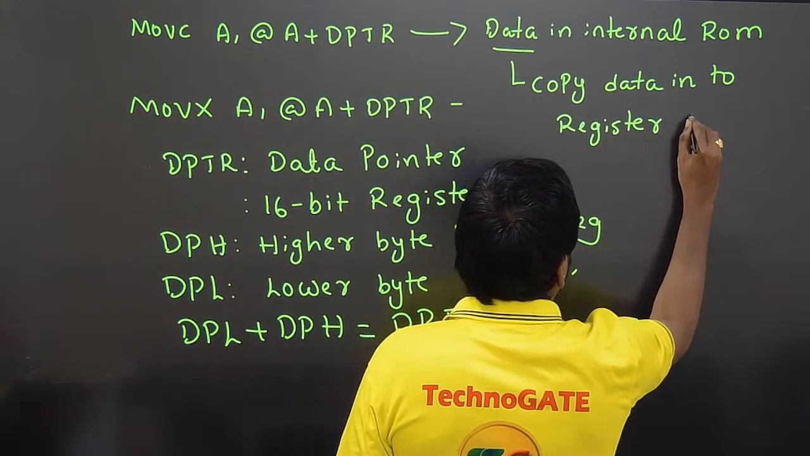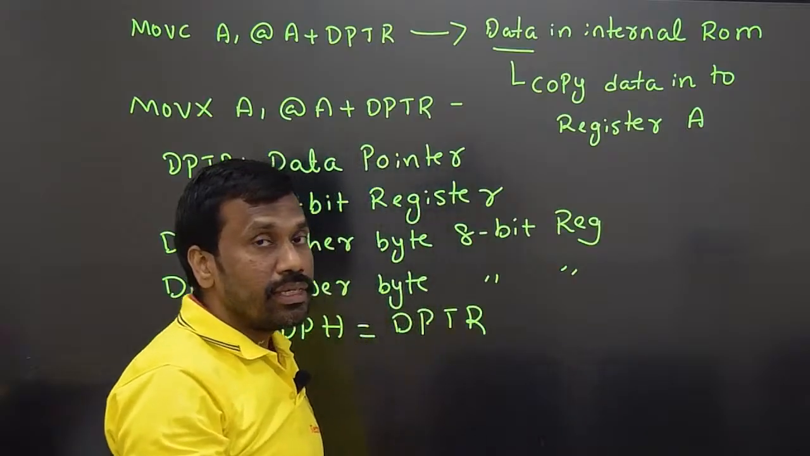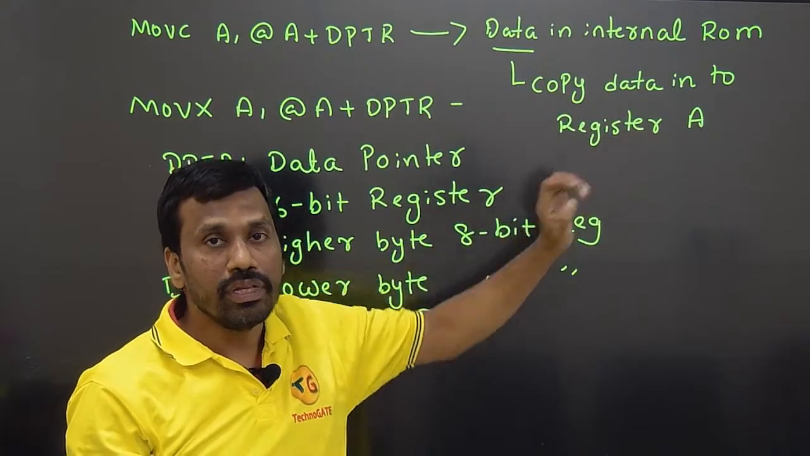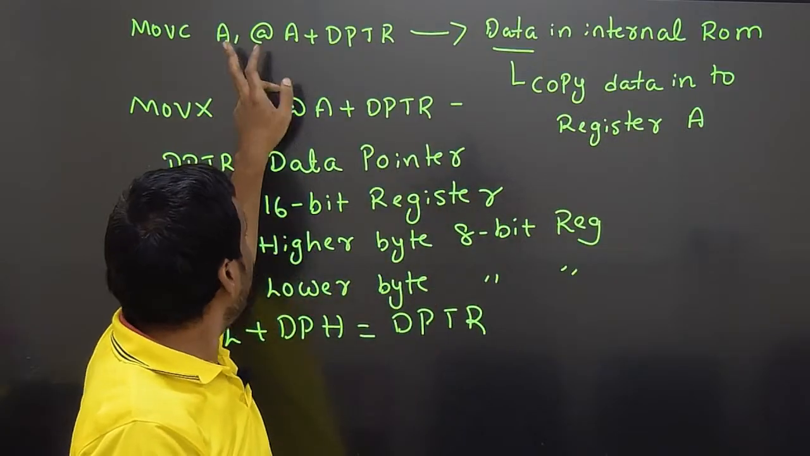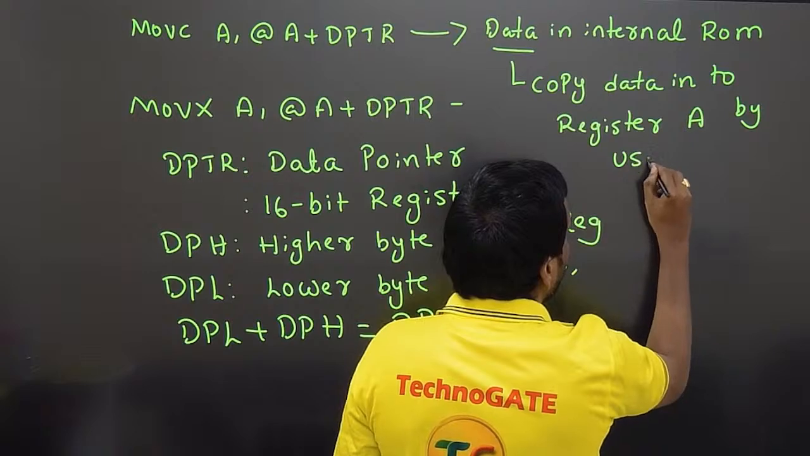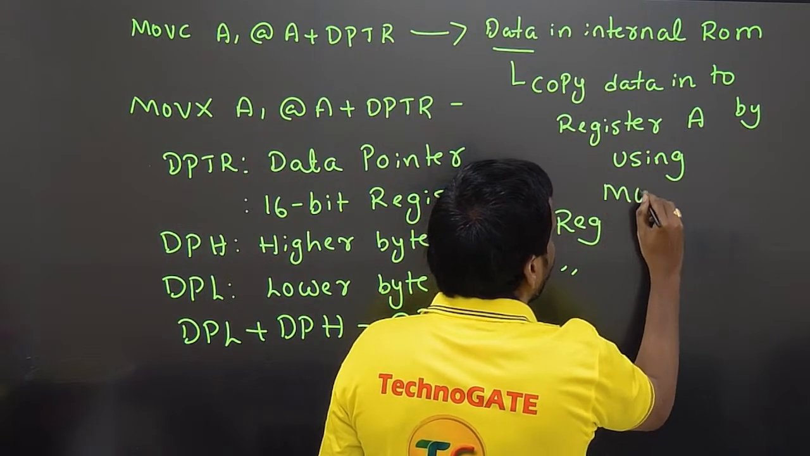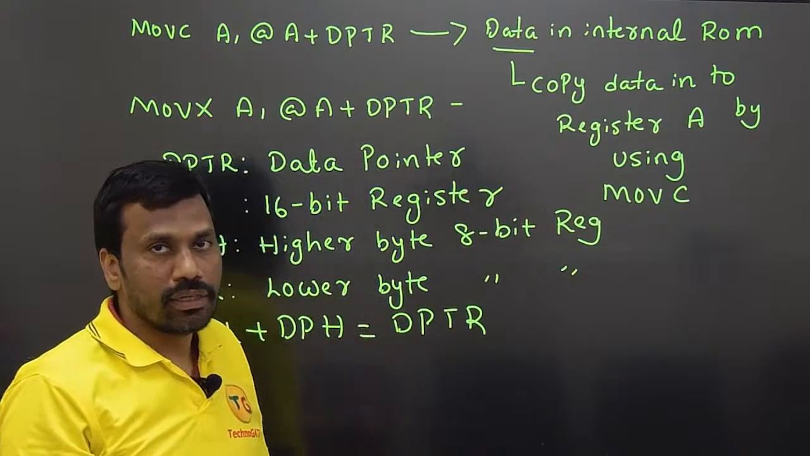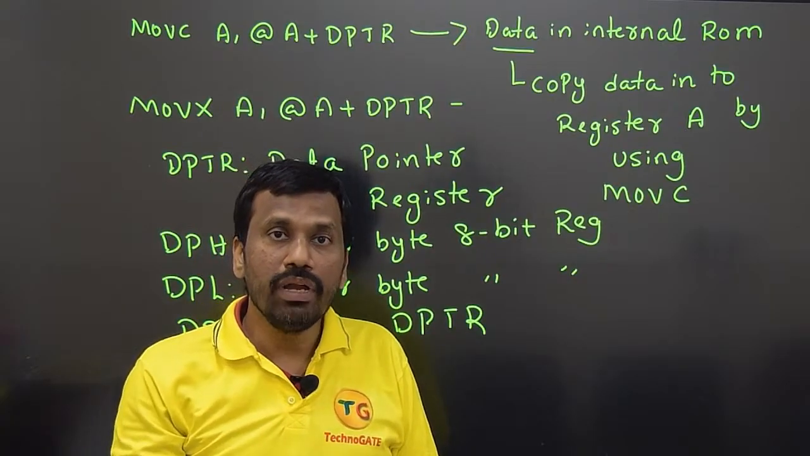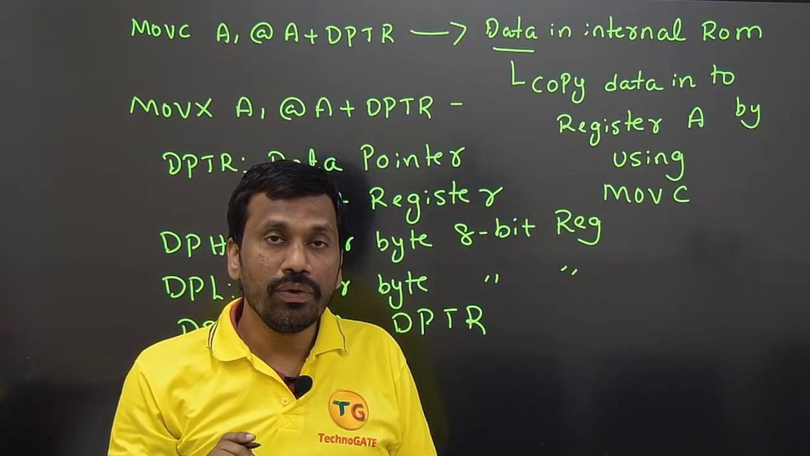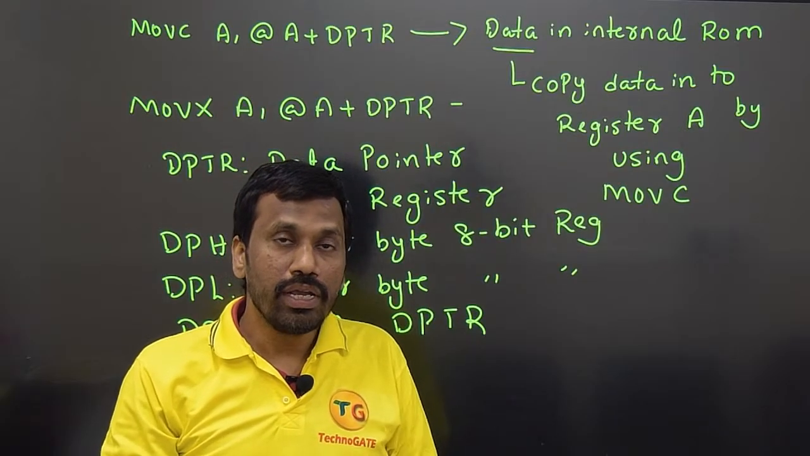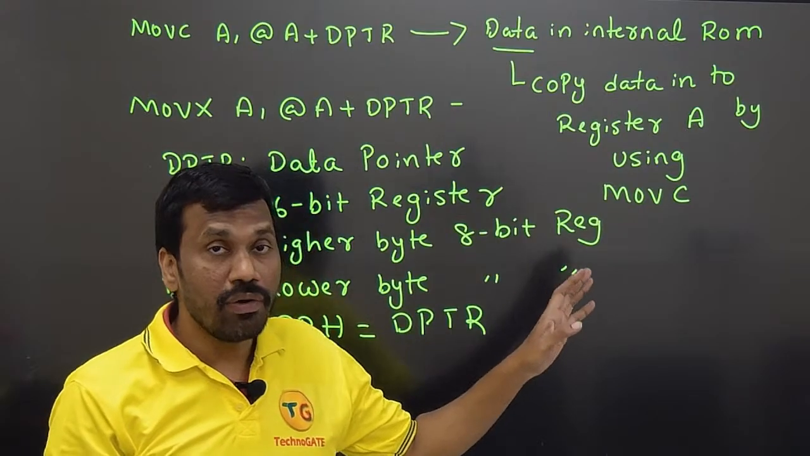So what I am discussing, some data is there in internal ROM, and now I want to copy this data into register A. So how will you do that? You will do it by using the MOVC mnemonic. Whenever you want to move data from the internal ROM into the accumulator register, you have to use MOVC. Don't use MOV. Previously I used MOV, but here we don't use MOV. You have to use MOVC.